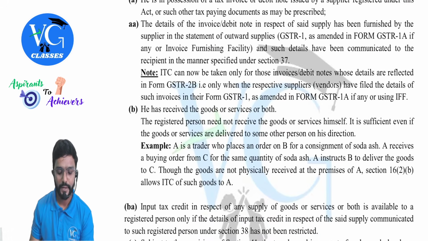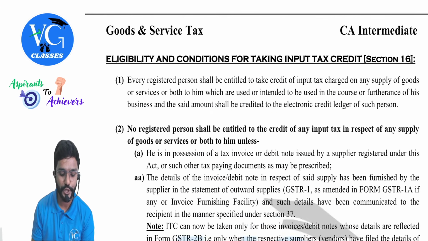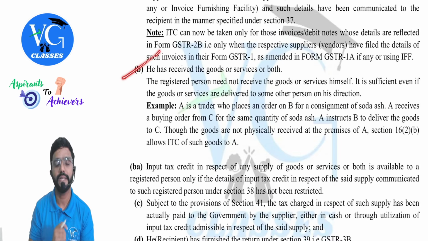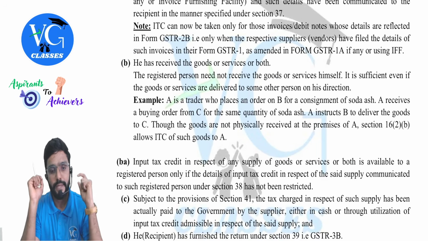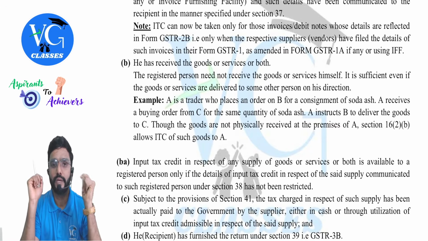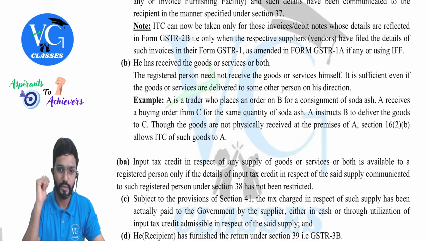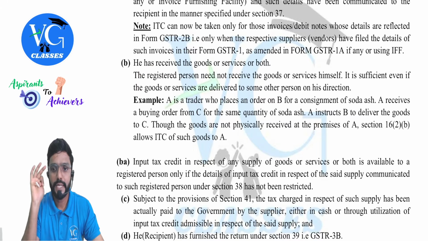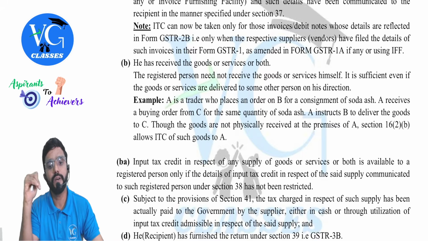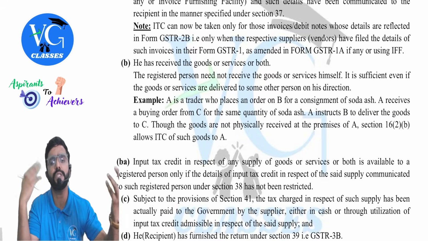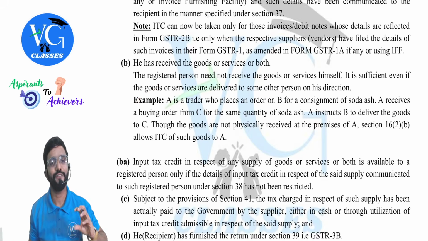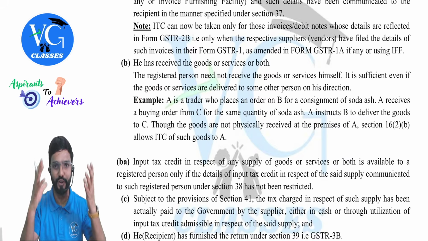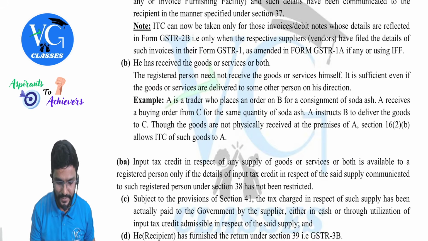Then section 16 subsection 2 clause B. What is it telling? We will see, because the clarification is with respect to this. The recipient has received the goods or services or both. He should have received the goods or services or both. But the registered person need not receive the goods or services himself. It is sufficient even if the goods or services are delivered to some other person on his direction, like bill to ship to transaction. I had also given an example. Hope you guys have already read it. If not, just go through it once, if you are new to me or to my classes.